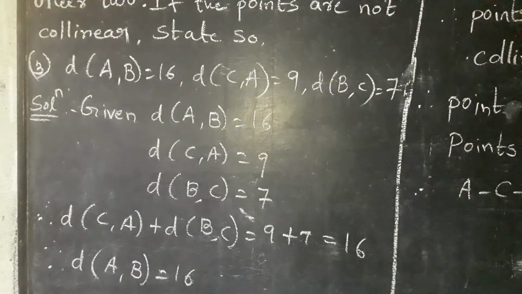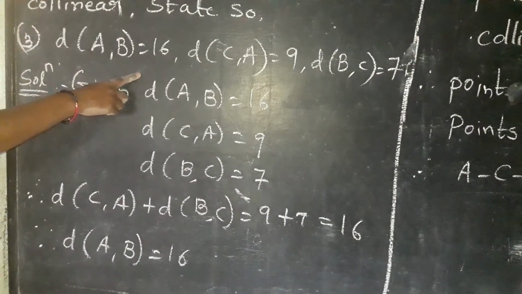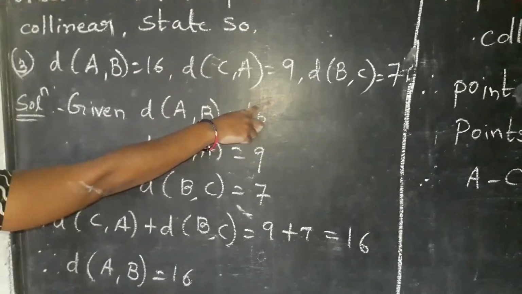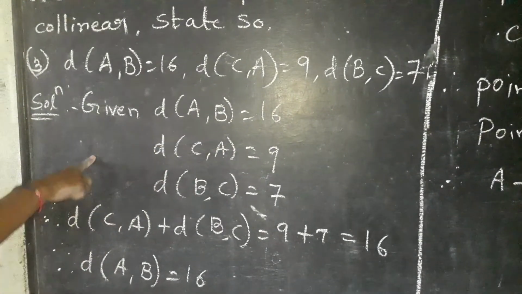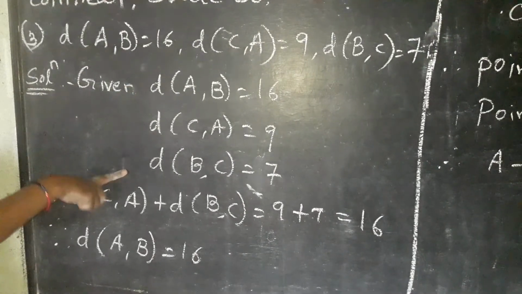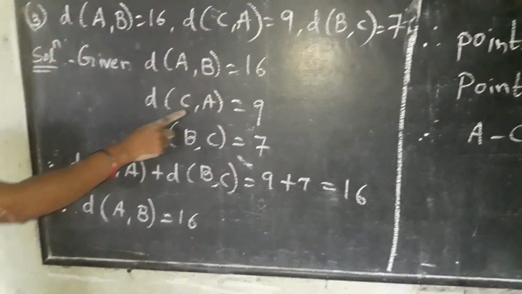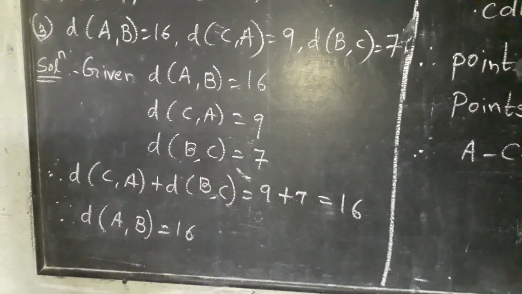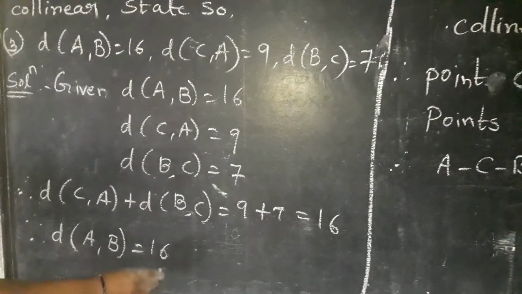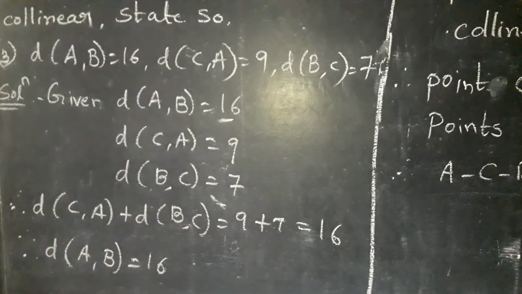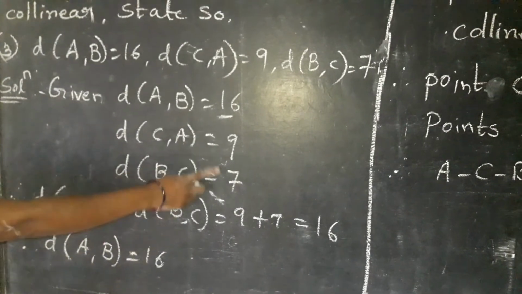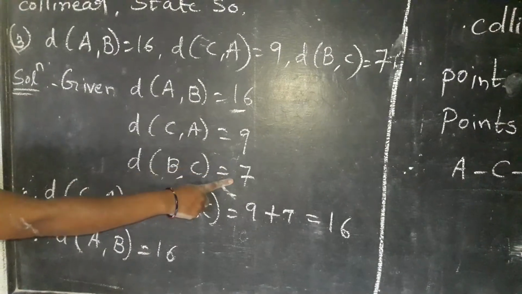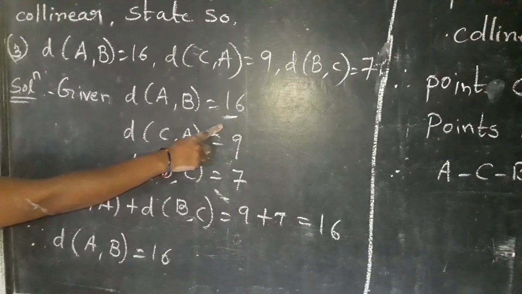Third example is distance of AB is equal to 16, distance of CA is equal to 9 and distance of BC is equal to 7. So, while solving this, write all these distances once again. Distance of AB is 16, distance of CA is equal to 9 and distance of BC is equal to 7. Now see here, our greater number in this example is 16 and the remaining two smaller numbers are 9 and 7. Now add these two numbers. If we add 9 plus 7, we get 16.